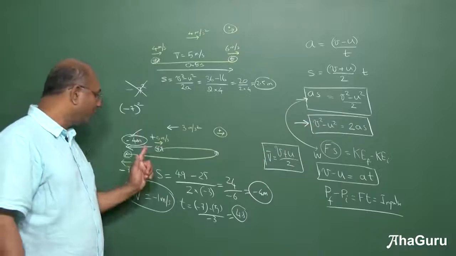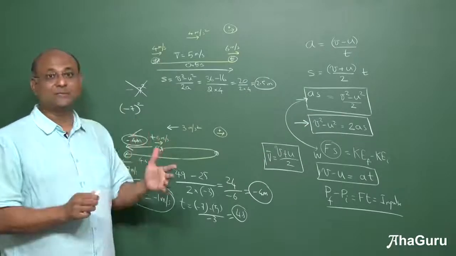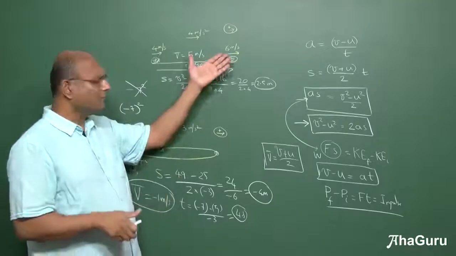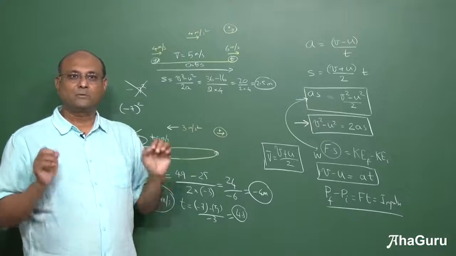So you can use v square minus u square is 2as, this formula, or you can use s is equal to ut plus half at square. Or I suggest you use v plus u by 2 is average velocity. And for velocity calculation, of course, you know v equals u plus at. So combine it together. Hopefully that is clear.